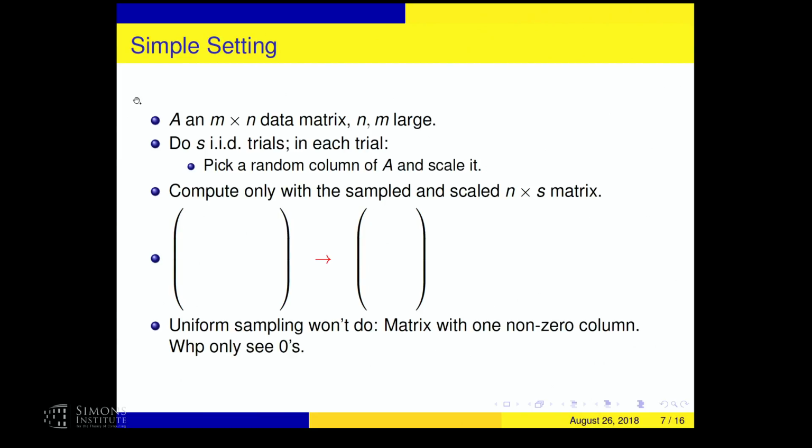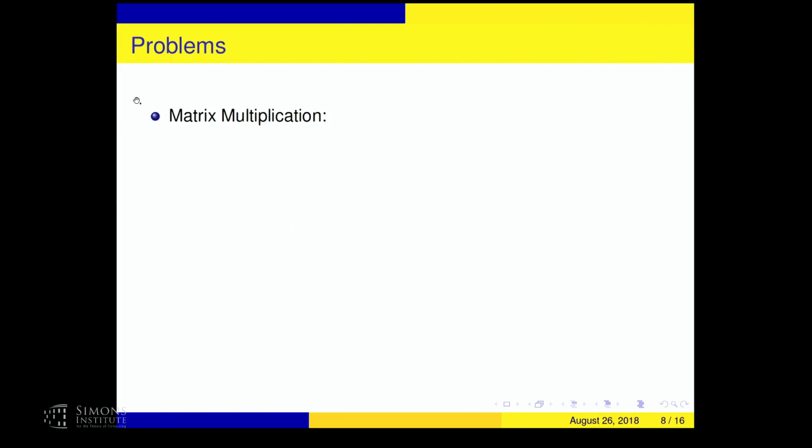It's clear that for most problems, uniform sampling won't do. You could have a matrix with one non-zero column. Uniform sampling will never see it, will only see zeros. You want to see that.